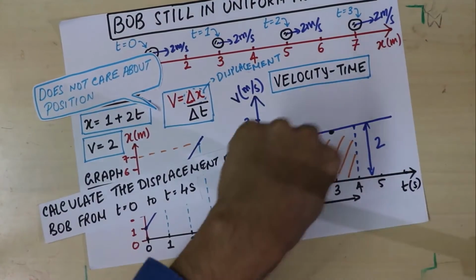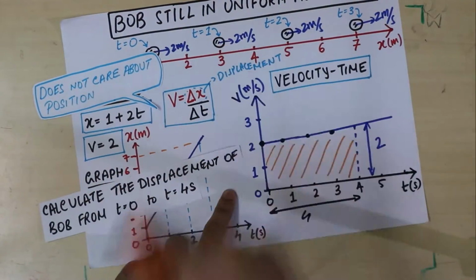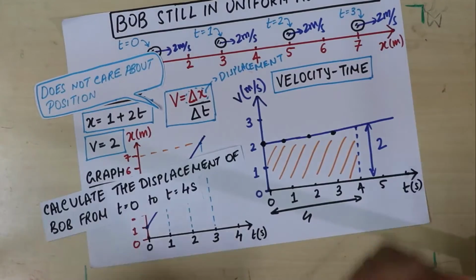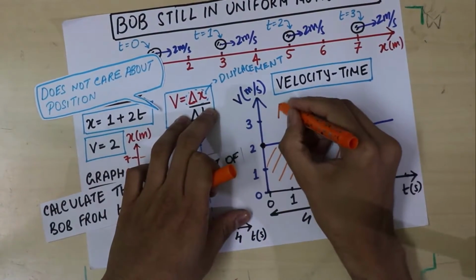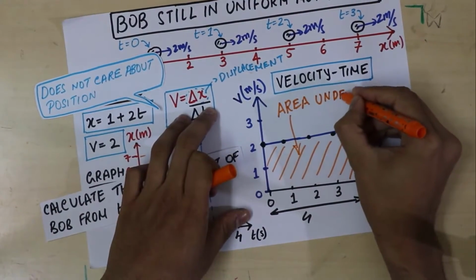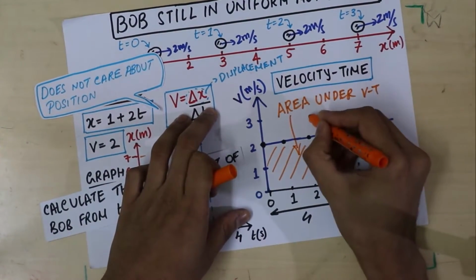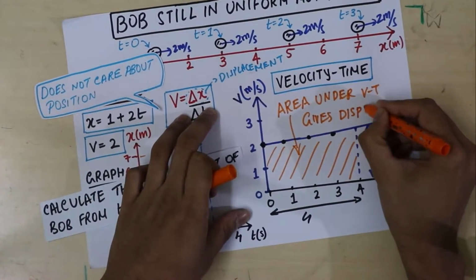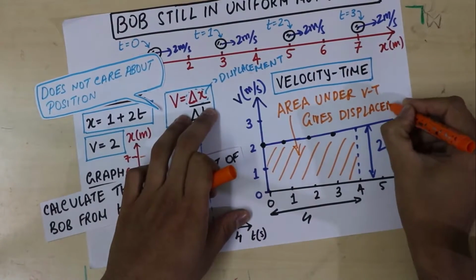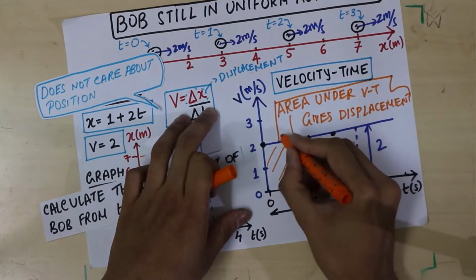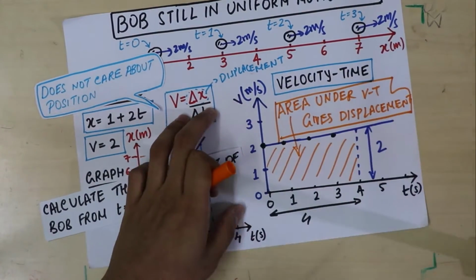Guess what? This area represents the displacement. That is one important thing you should remember. So I'm going to note that down over here. Area under the VT graph gives displacement. It does not give you position, but it gives you displacement. And that is definitely something worth putting a box around and remembering.